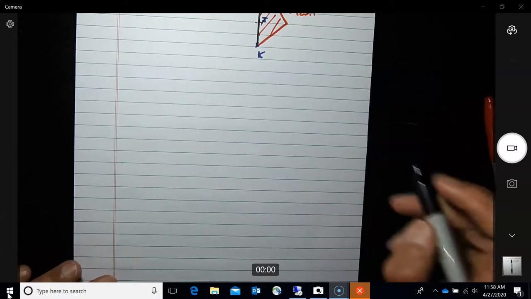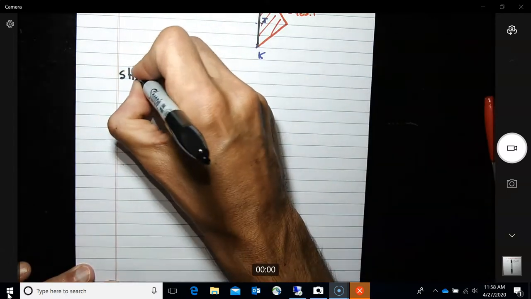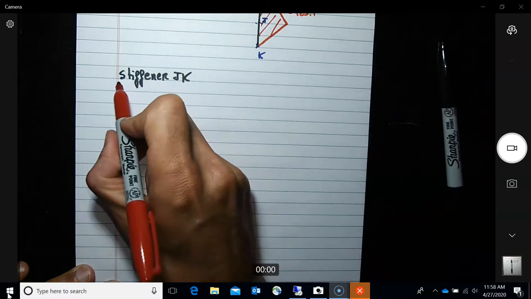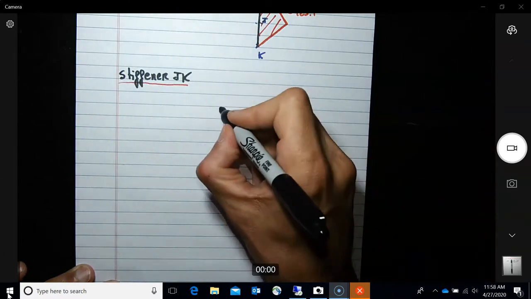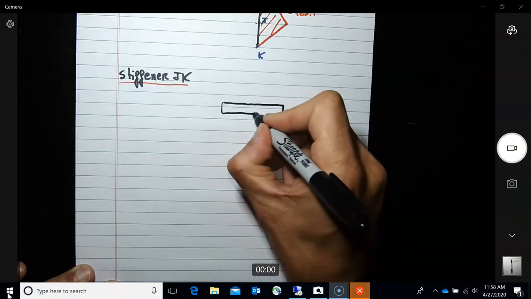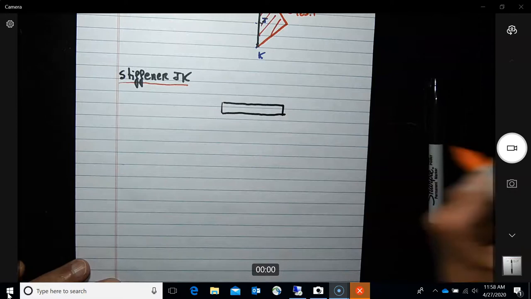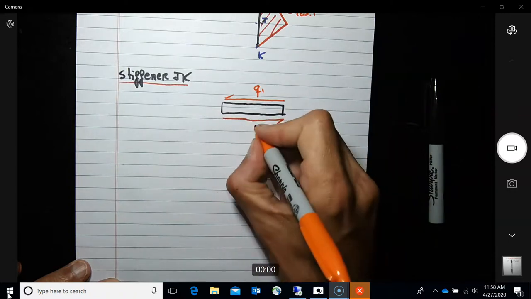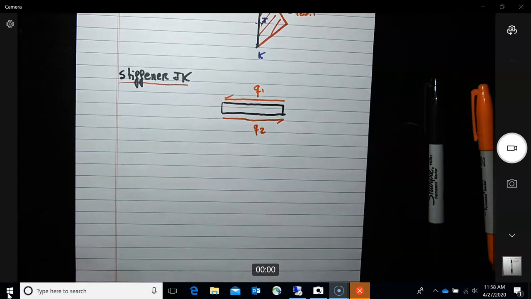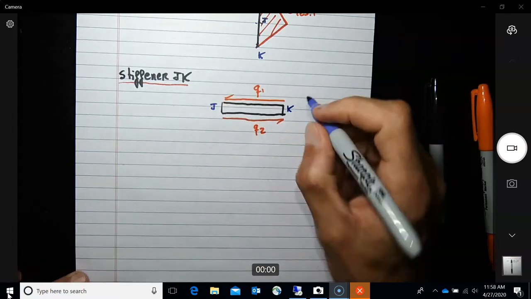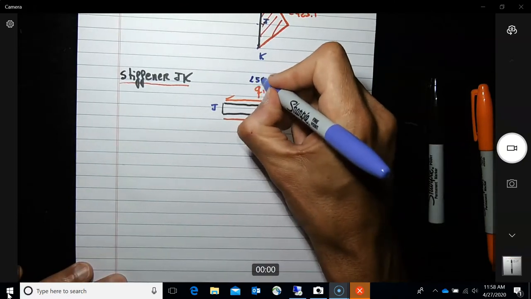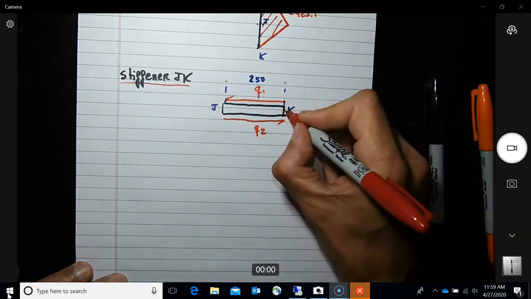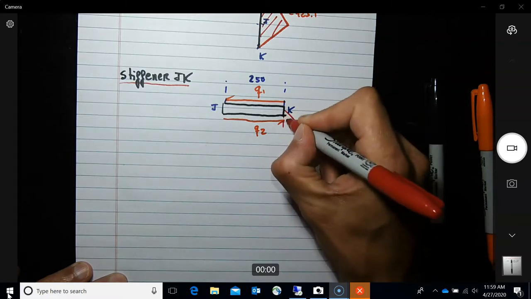And I think the last one we need to do is the stiffener JK. So this is the one that we actually started with. So what we have here, Q1. We have over here Q2. Okay, we know the distance is 250. And that's what we have, the force of 4,000 and an angle of 60.